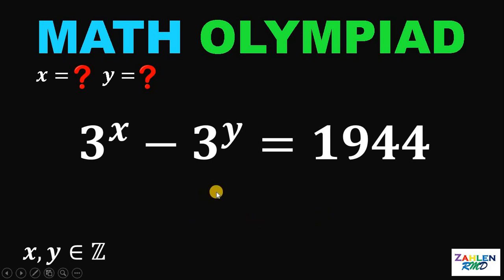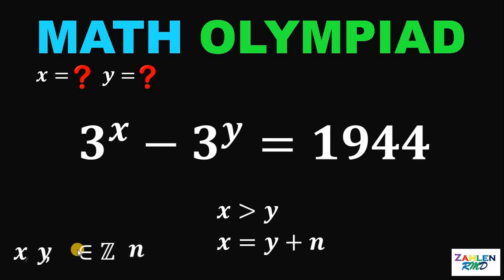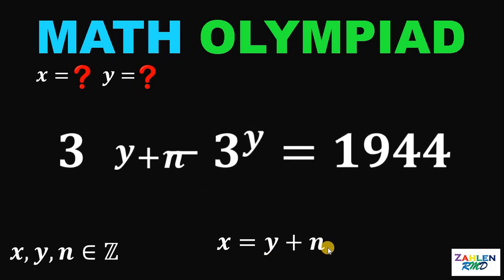First thing to notice is that x must be greater than y, because 3 raised to x minus 3 raised to y will give us 1944. And also take note that x and y are both integers. Therefore, we can introduce another variable n such that y plus n must be equal to x. Take note that x, y, and n are all integers. And now, let's replace this x with y plus n.